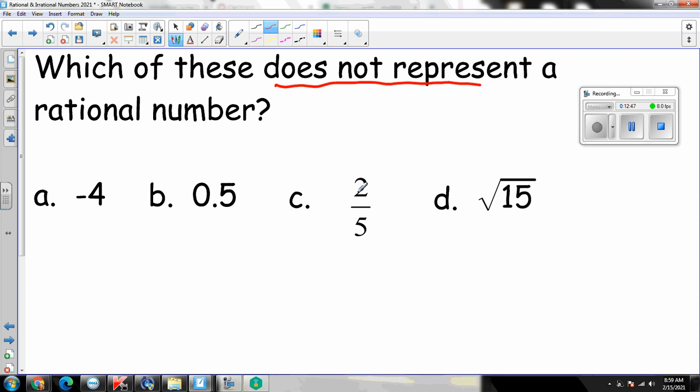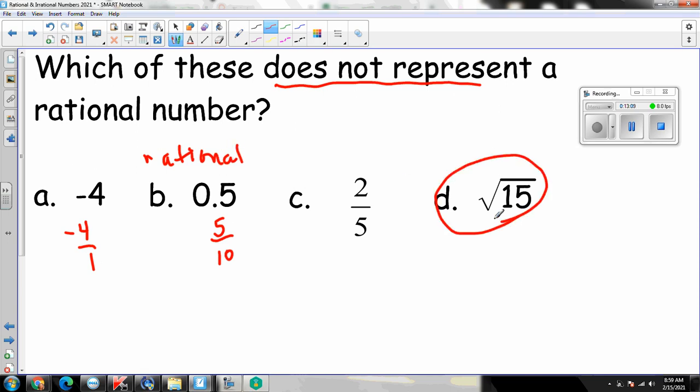All right, let's see how we did. So I'm trying to pick the one that cannot be written as a fraction. Well, negative 4 is negative 4 over 1. 0.5 is 5/10. 2/5 is a fraction. So all of these are rational. A, B, and C are rational. The irrational one, or the one that's not rational, is the square root of 15. This would be a non-terminating, non-repeating decimal.